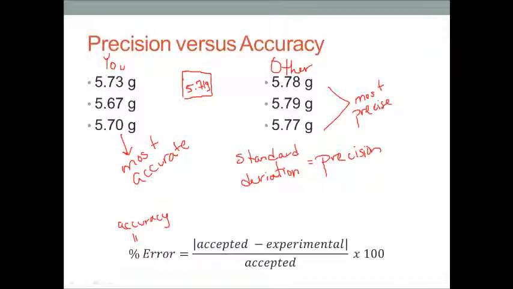Percent error is going to be the accepted value, so in this case it's 5.71, minus the experimental. We take the average of your data, which would be 5.7, and we divide by 5.71, again the accepted, take the quotient of this and multiply by 100. Another thing to point out here are these bars on either end. These mean absolute value. That means that you would take the value of the number and ignore any signs.